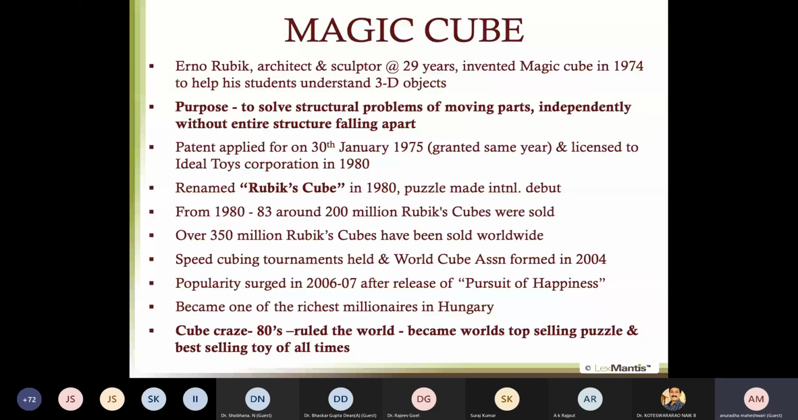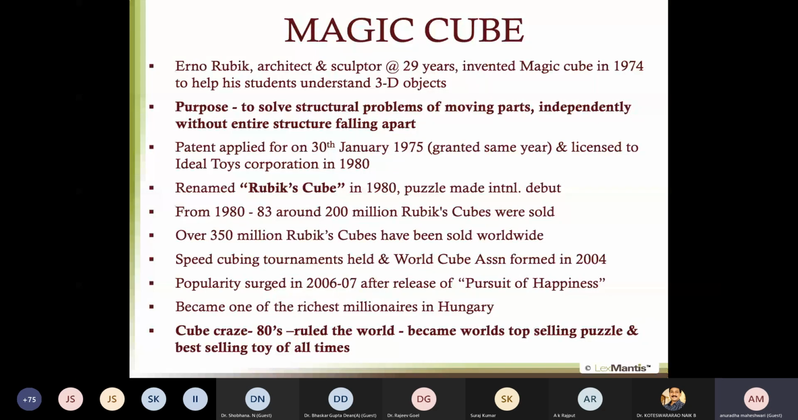I'm telling you that in 1975, he applied for a patent and he was granted a patent in that same year. But somewhere later, within 5 years, he licensed that patent. I hope whatever terms I'm using now sound familiar from the last 2 days that you are engaging in these intellectual property classes that are going on. So in 1980, he licensed the patent to a company which was then called Ideal Toys Corporation Company.